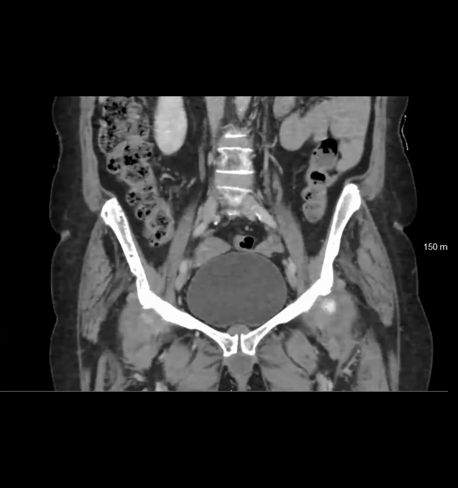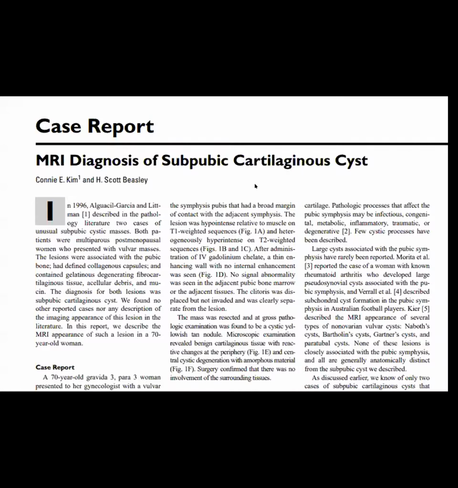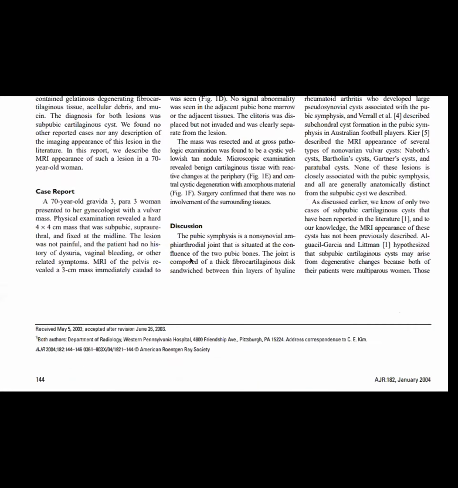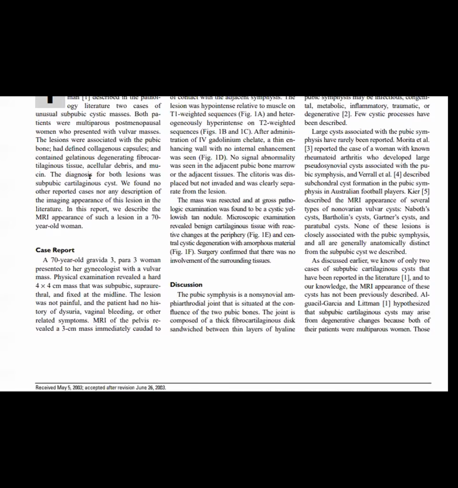So I found a case report on this entity. This is a subpubic cartilaginous cyst. And here it is on MR, right? It looks identical to what we see on CT. These are just kind of degenerative things that happen when you have kids. They're cysts and they have this cartilaginous material in their capsule. So it just was an interesting finding, probably of no clinical significance to this patient whatsoever, but a cute finding.